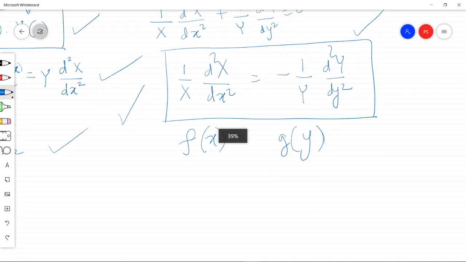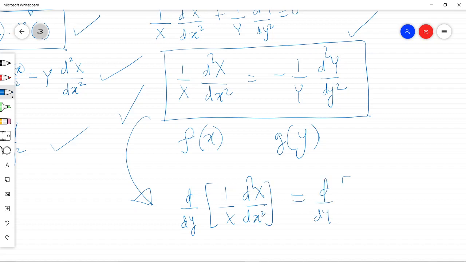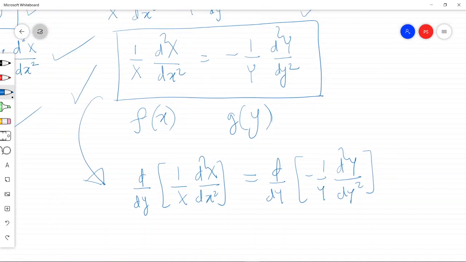Now we should note that if we differentiate this equation, say 1 by X d2X by dx squared, with respect to y on both the sides, note we are taking the derivative with respect to y on both the sides. Since this is purely a function of x, everything is a constant if we differentiate with respect to y. So the derivative of a constant quantity is 0. So effectively this term becomes equal to 0.